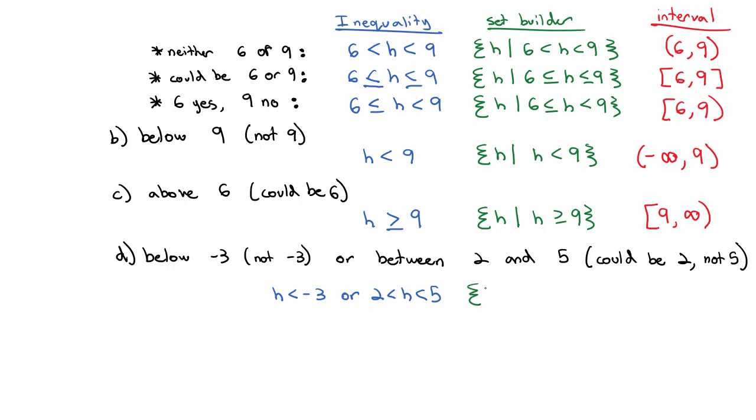In set builder notation, it would be H such that H is less than negative 3, or 2 is less than H, which is less than 5. And actually, we said it could be 2, so we should be or equal to on the 2.